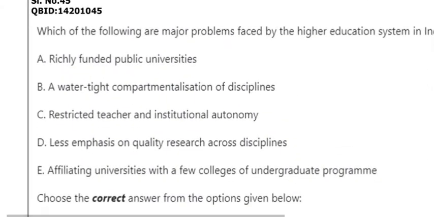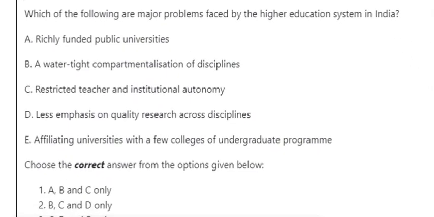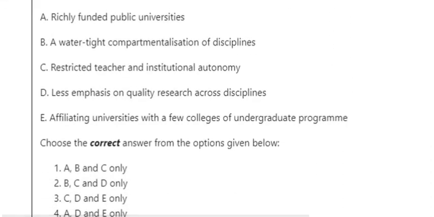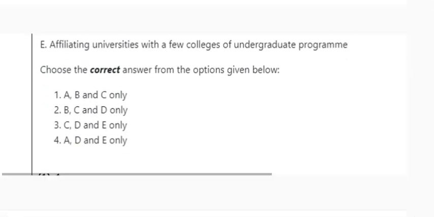Next, 45 says, which of the following are major problems faced by the higher education system in India? A, B, C, D, E: richly funded public universities, a watertight compartmentalization of disciplines, restricted teacher and institutional autonomy, less emphasis on quality research across disciplines, affiliating universities with a few colleges of undergraduate programs. ABC, BCD, CDE, ADE. So 45, it will be option B. B, C and D will be correct.